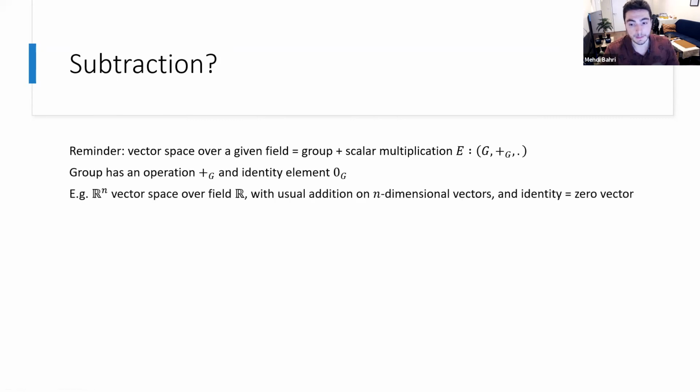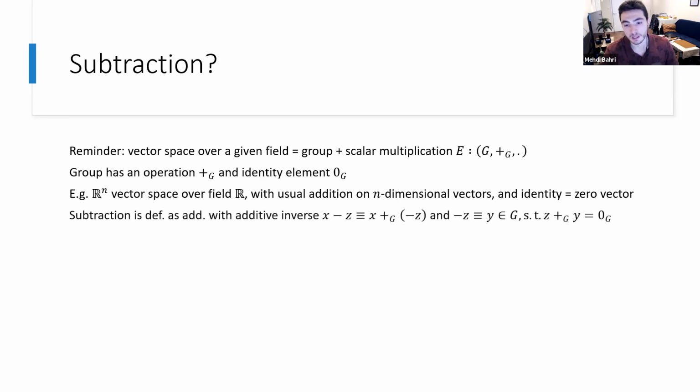So for instance, the usual vector space that we deal with in deep learning is just R to the power of n, which is over the field of real numbers, and uses the usual addition of n-dimensional vectors with the identity being the zero vector. The subtraction is a shortcut notation for addition with the inverse element, because one other requirement of the group is that every element has an inverse, which is defined as the element of the group such that combining x with its inverse gives the identity.